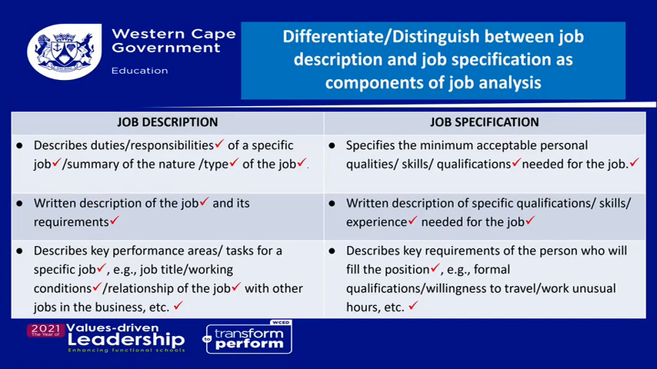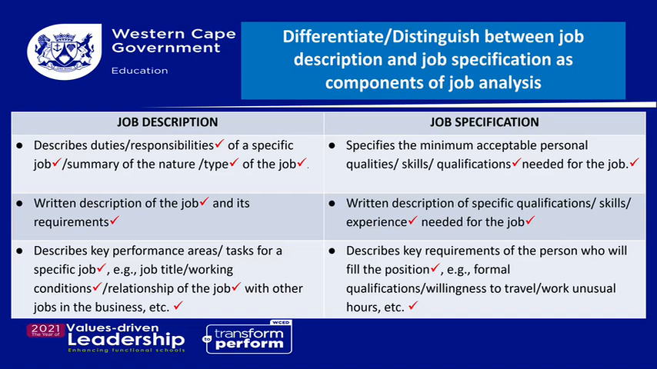So let's quickly have a look. The first one says, describes the duties or responsibilities of a specific job. Now that is where the split would come in. Describes the duties and responsibilities of what? Of a specific job. Now remember, the opposite must show you the difference clearly. And it says it specifies the minimum acceptable skills or qualifications needed for the job. The one, of course, refers to responsibilities and the other one refers to qualifications.